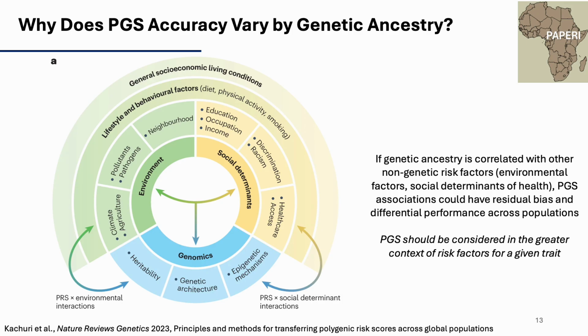Another reason why PGS accuracy can vary by genetic ancestry is that genetic ancestry can be correlated with non-genetic risk factors, such as environmental factors or social determinants of health. Even if genetic ancestry is accounted for in analyses, residual bias could impact PGS accuracy across populations. These non-genetic factors can also serve as mediators of the effect of PGS on disease risk, with PGS having differential performance in individuals with certain exposures. As such, it's important to consider PGS in the greater context of other risk factors and potential mediators for a given trait.